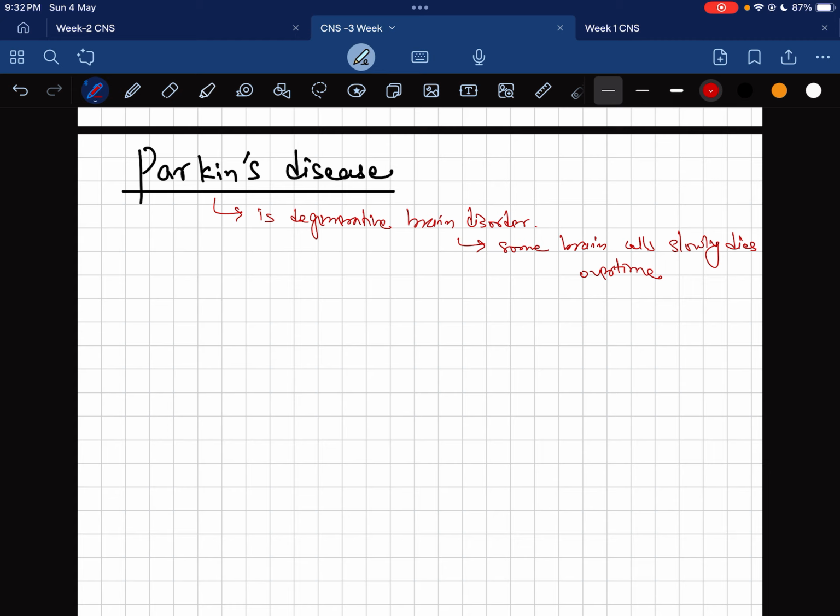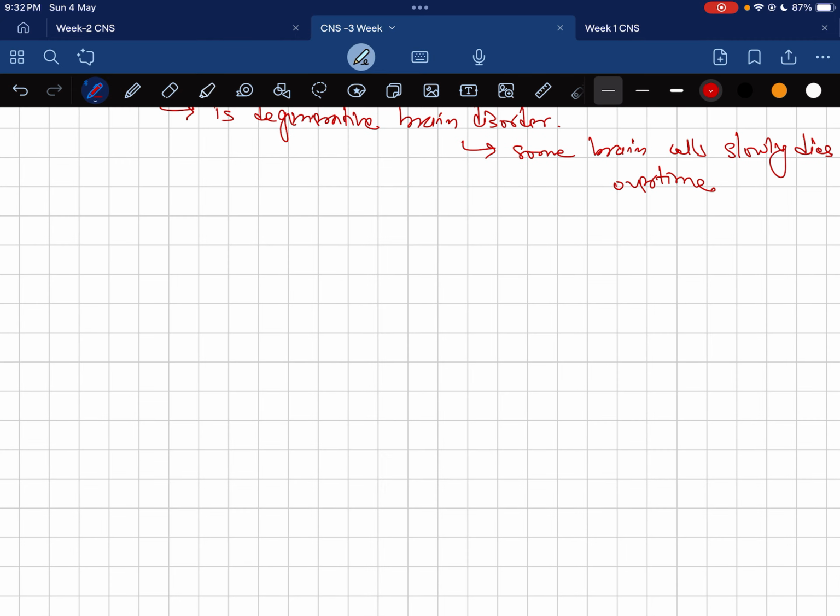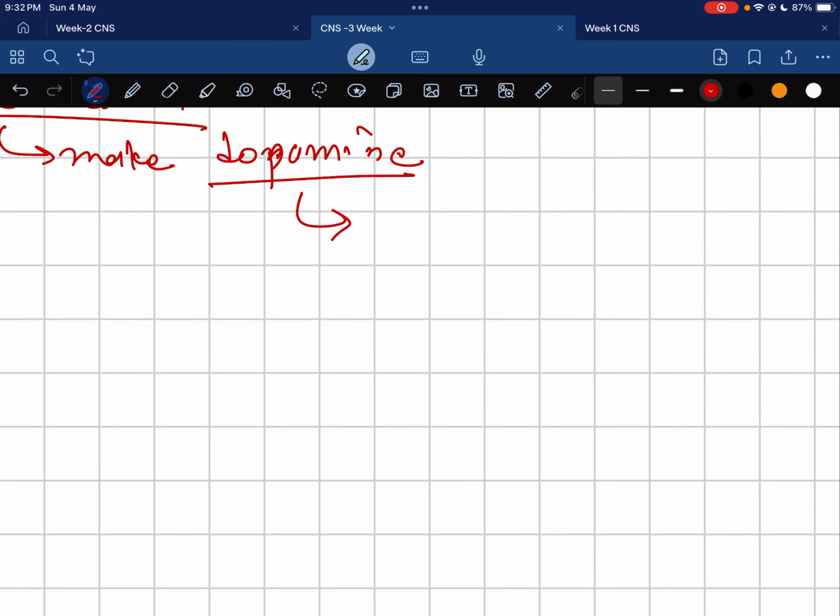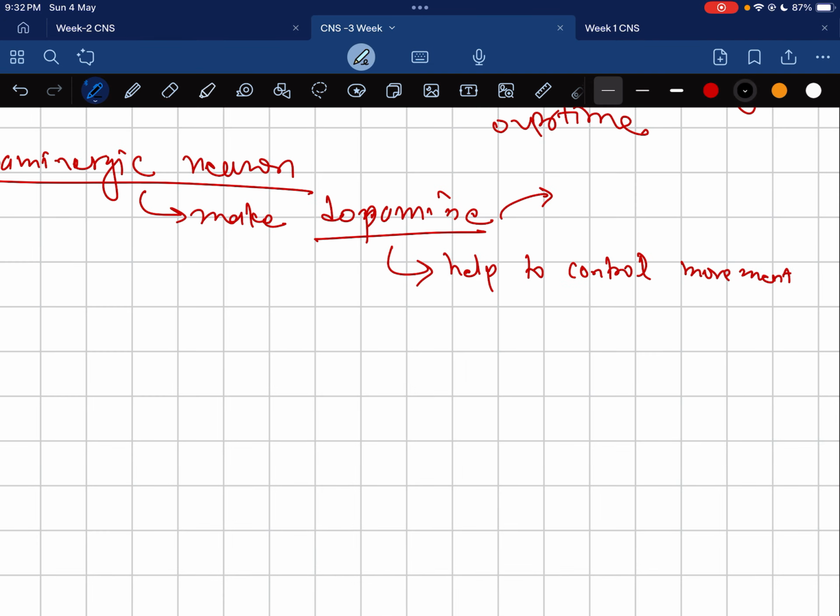The cells that are dying are mainly dopaminergic neurons, which synthesize and secrete dopamine. Dopamine is a chemical, a catecholamine, which helps to control movement. It's synthesized from tyrosine.